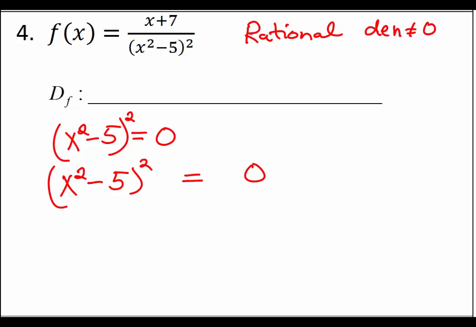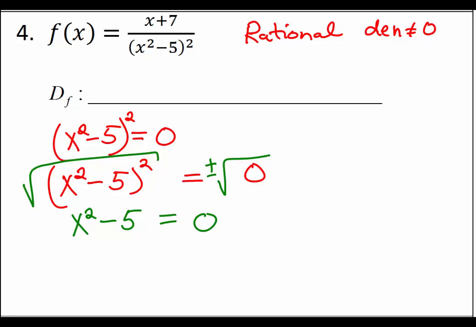So remember that when we have a square, we want to take the square root of both sides to counteract the square. And we're going to include plus or minus anytime we take the square root of both sides of an equation. Square and square root cancel out, so we're left with x squared minus 5 equals 0. We're going to add 5 to both sides.